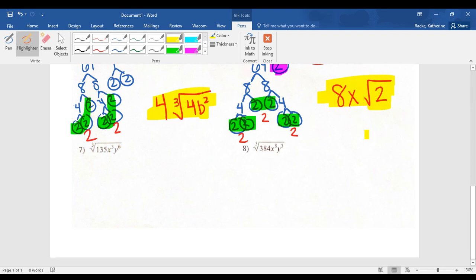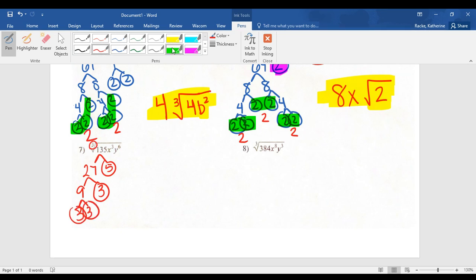All right, number 7, I have the cube root of 135 x cubed y to the 6th. So 135, I know is divisible by 5. So 27 and 5. 27 breaks down into 9 and 3. 9 breaks down into 3 and 3. Looking for groups of 3 because it is a cube root. I have 1 right here with my 5 left over. So I would get 3 cube root of 5 right now.